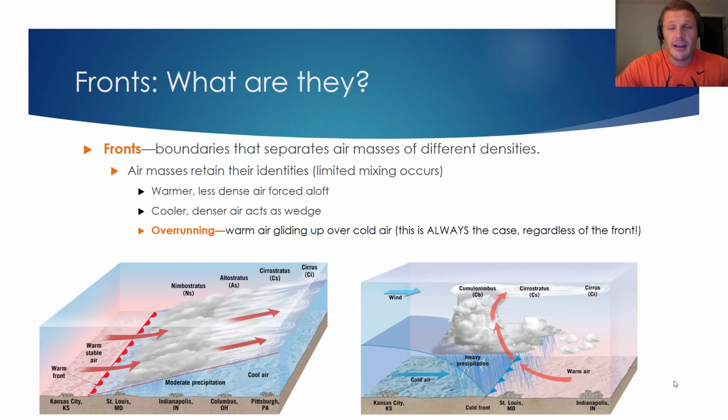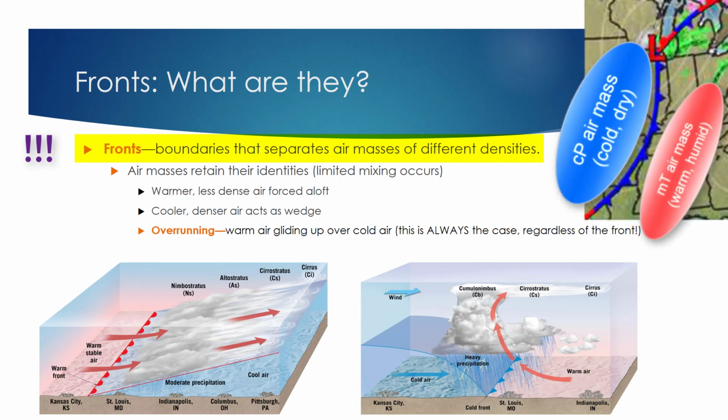I'd like to start off by defining what a front is. Fronts are boundaries that separate air masses of different densities. As an example, on one side of the front you might have a continental polar air mass, and on the other side of the front you might have a maritime tropical air mass. The maritime tropical air mass is warmer and less dense than the continental polar air mass.